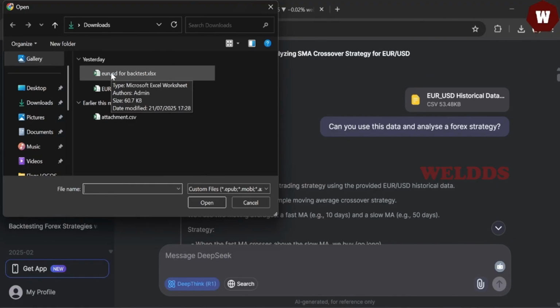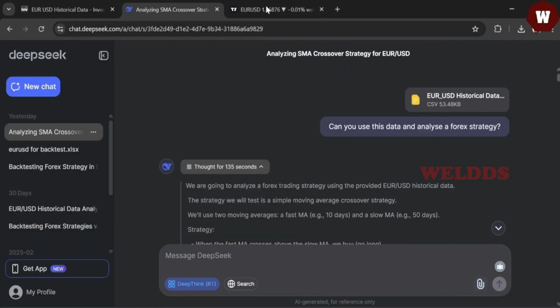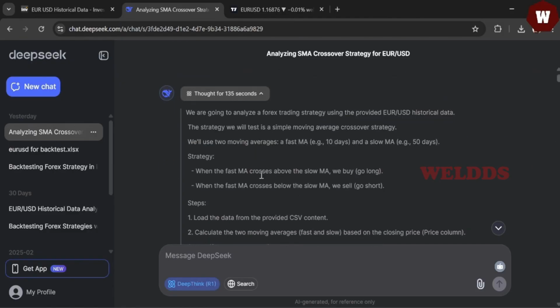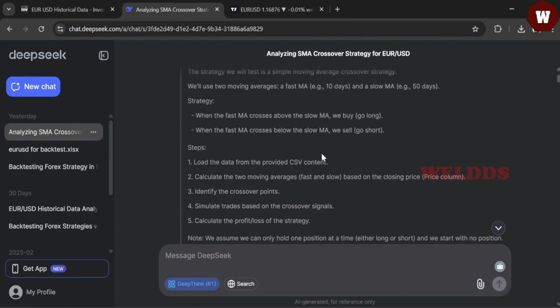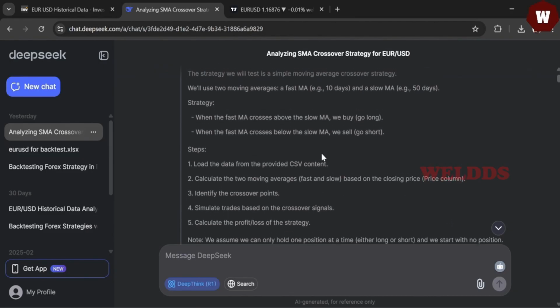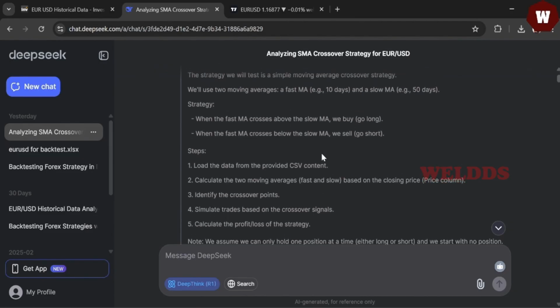This was the file. I just clicked and opened it, and it uploaded. So I asked, can you use this data and analyze the forex strategy? That was the question I asked DeepSeek. After I asked that question, DeepSeek went into thinking mode for about 135 seconds, and without asking for my input, it went on to generate a trading strategy and tested it for me.